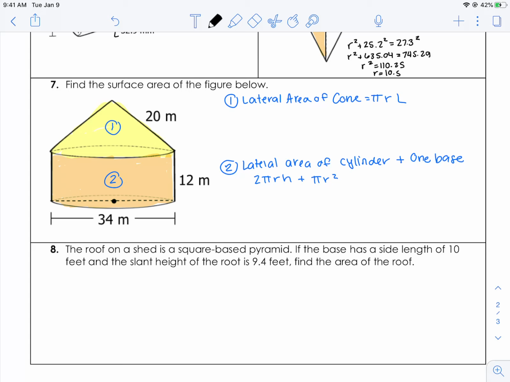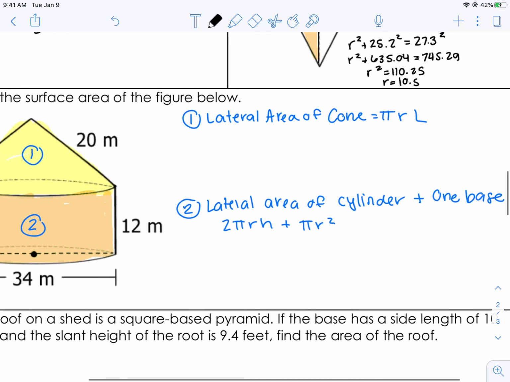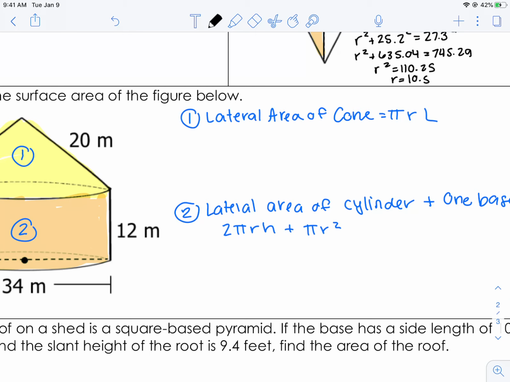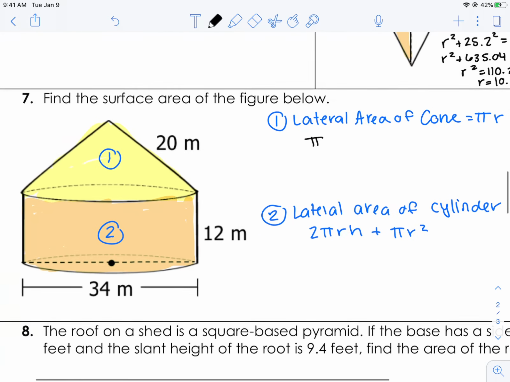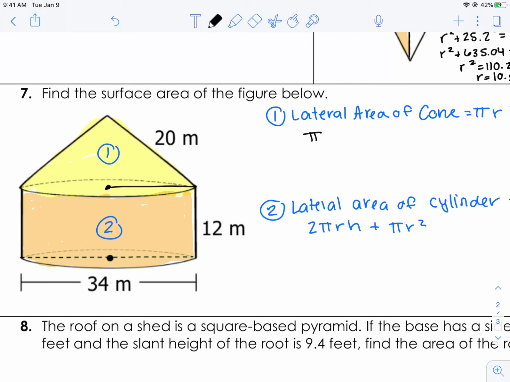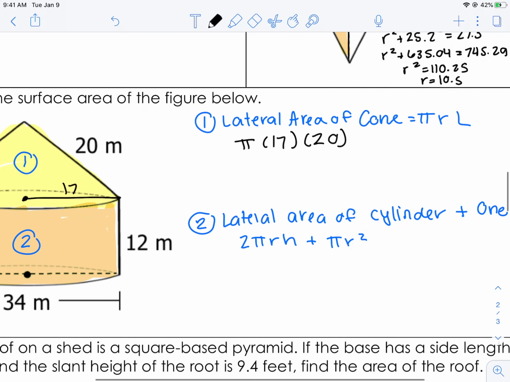So this next one, we have 2 shapes. So our first shape is a cone, and we're only going to take the lateral area because the bottom is not showing. Okay, so that's just pi r L. So it's going to be pi, my radius is going to be 17 times 20. I'm going to leave this in terms of pi right now, so I'm going to call this 340 pi.